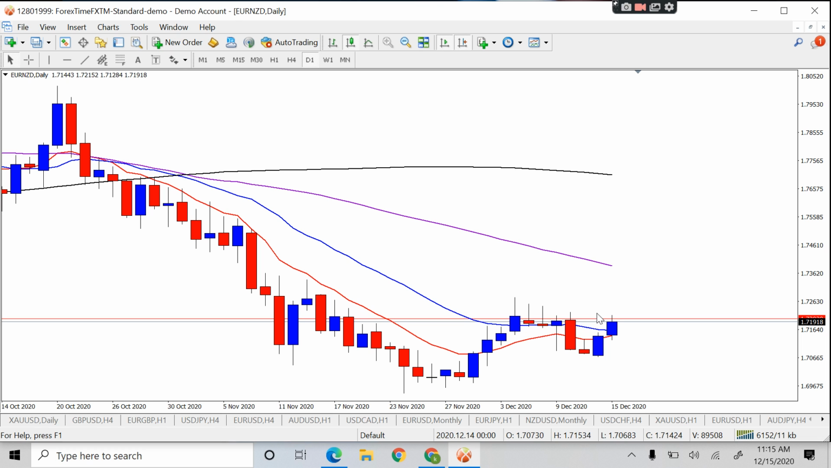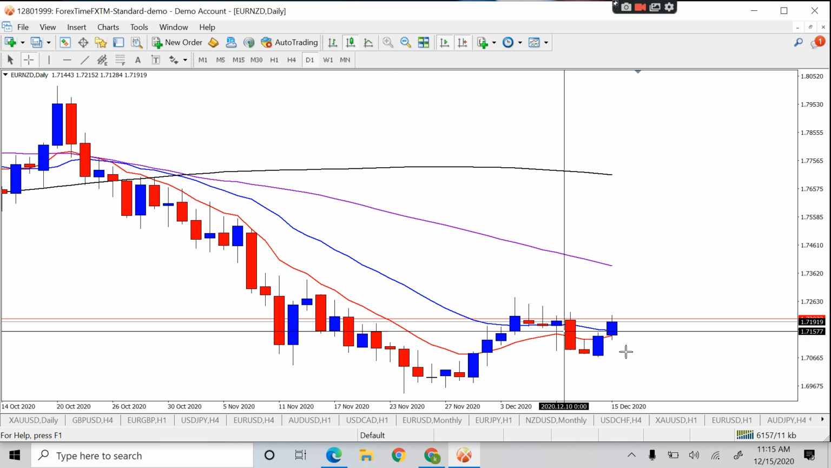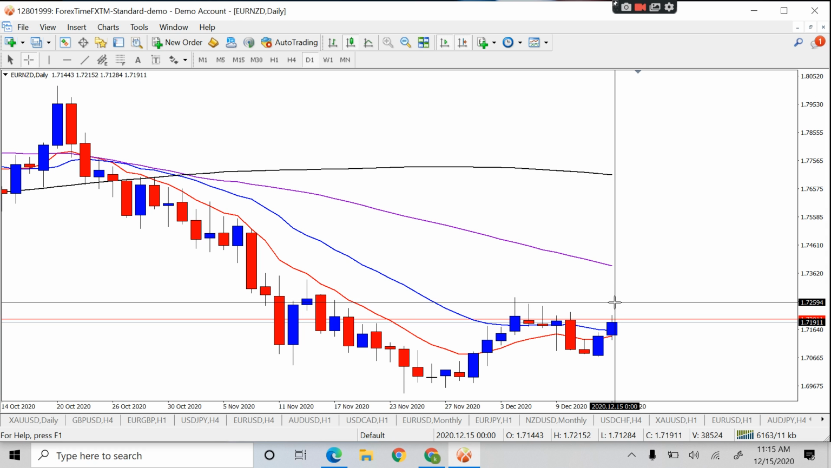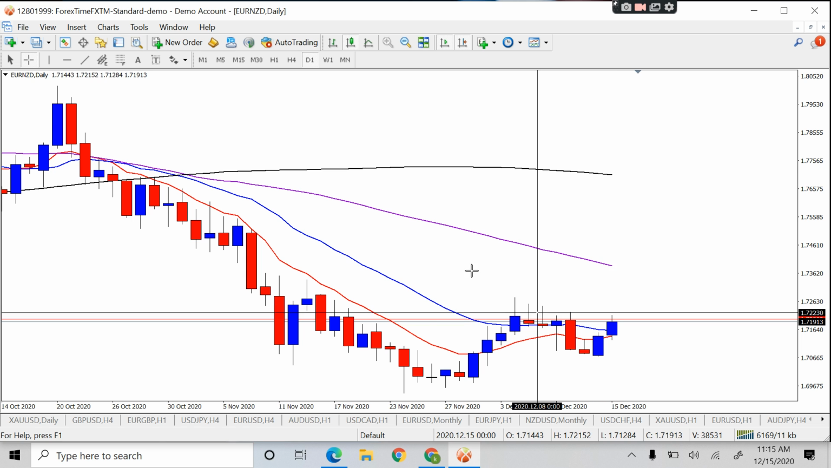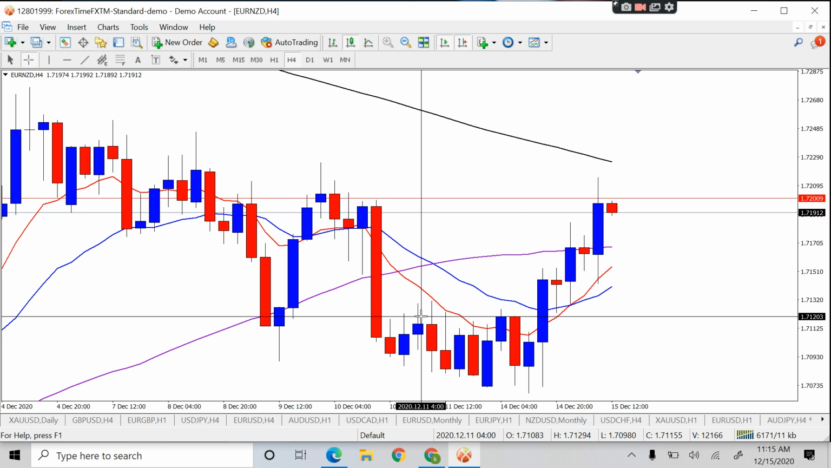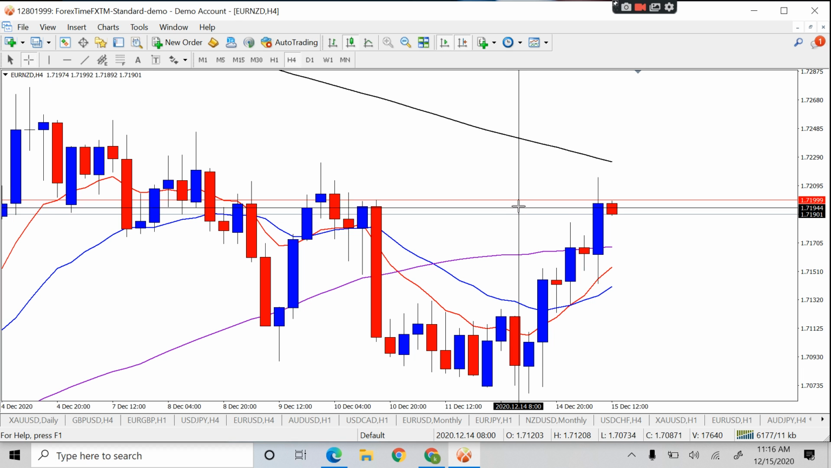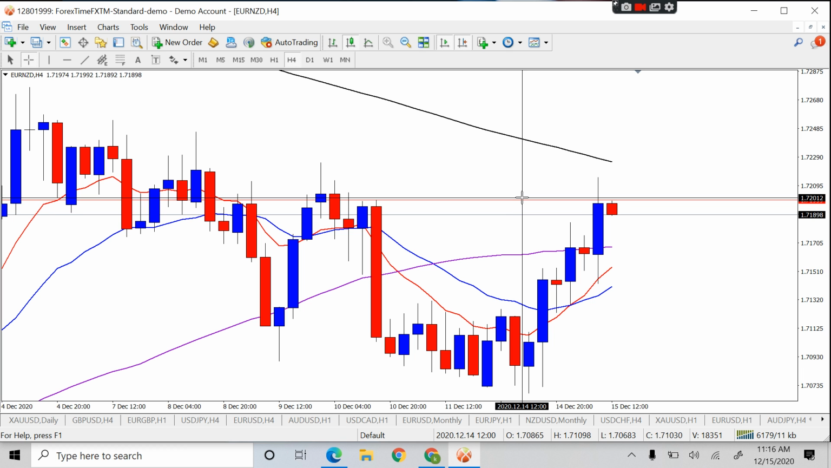What I'm going to do is that I'll do a buy stop if I want to buy this pair, and the buy stop will be at 1.72017. Okay, that will be at that point there, 1.72017. Let me go to H4 so that will be clearer. Yes, 1.72017.